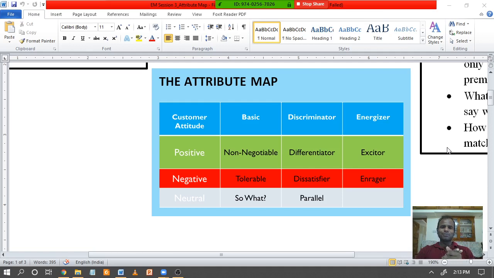So I've taken two examples today. One is a product and one is a service. For simplicity's sake, I've kept the product and the service with which most of you can easily relate. So let's start with the product first.